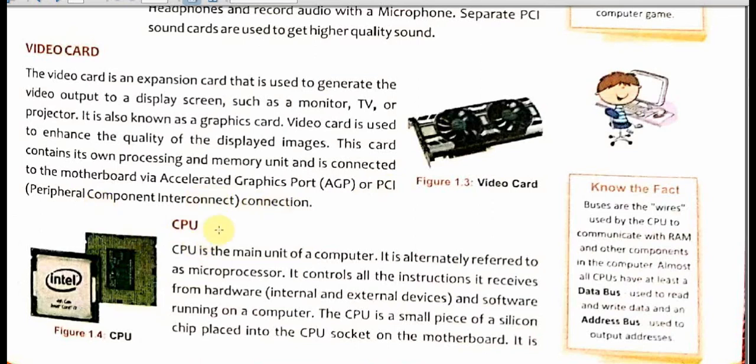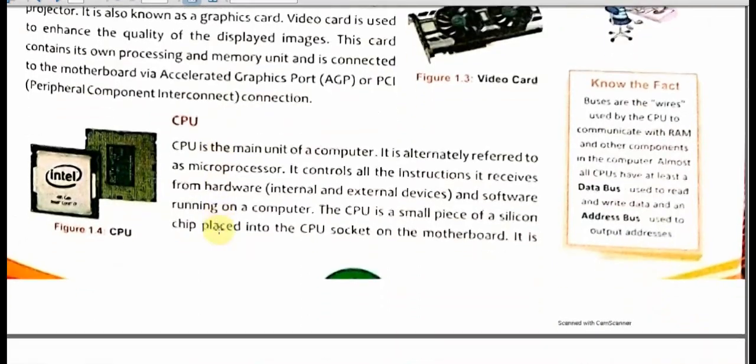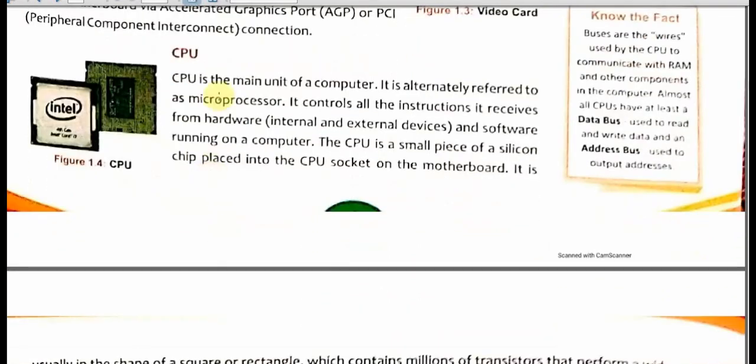Now next point in this discussion is CPU. CPU is the main unit of computer. It is alternatively referred as a microprocessor. You can see this microprocessor chip of Intel. It controls all the instructions it receives from hardware and software running on the computer.